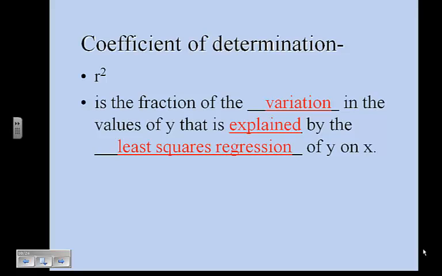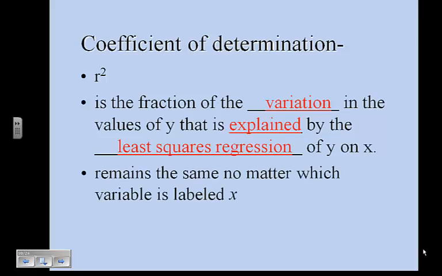R squared is the fraction of the variation in the values of y that is explained by the least squares regression of y on x. Okay, that's probably a lot of gobbledygook to you right now, but I'm going to try and explain it a little more clearly, with a little more common sense, as we go through this once you finish filling in the blanks on your paper. One thing to remember is the r squared will remain the same no matter which variable is labeled x. Just like with the r, if you flip the x and the y, the r didn't change. If you flip the x and the y, the r squared is not going to change either.